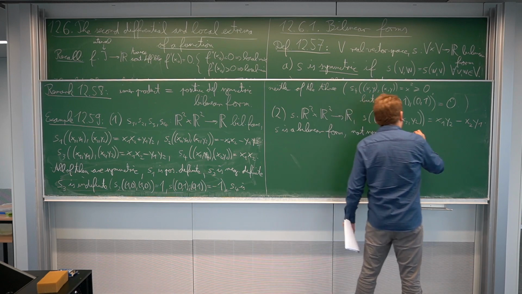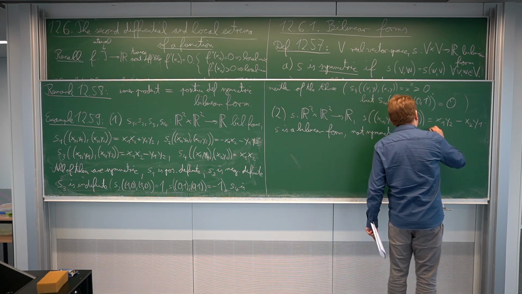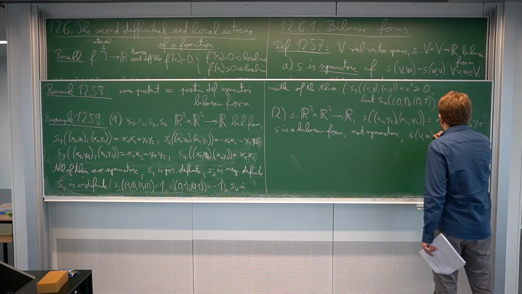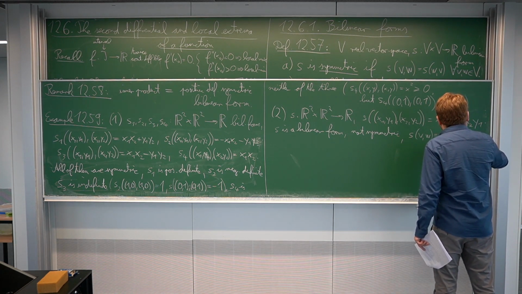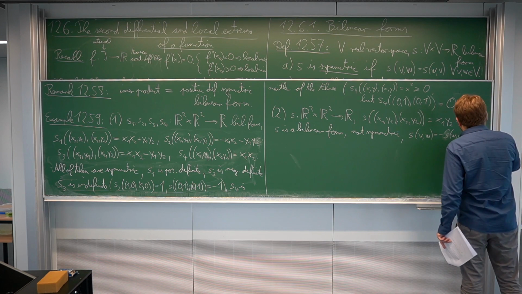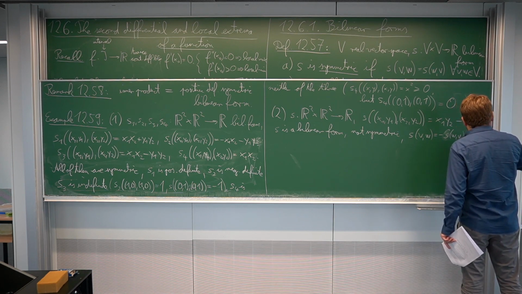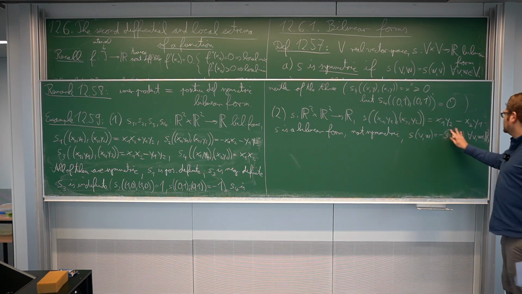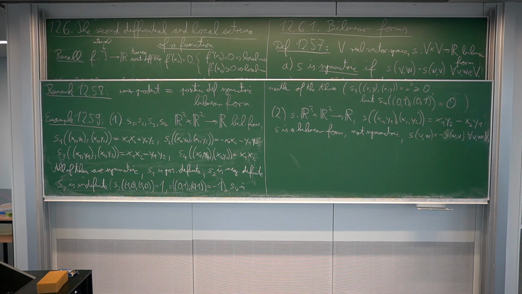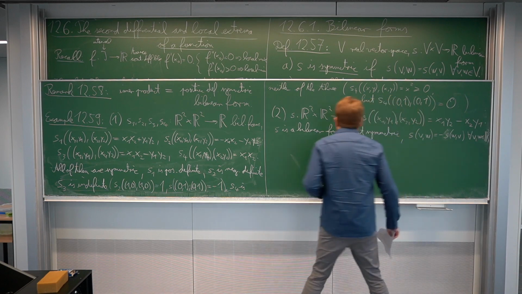In fact, you can check that S of v comma w, if you just write this as vectors, is the same as minus S of w comma v, because of the way these things are built, for all v and w in R2. So this is what you also call an alternating bilinear form. So it's really just minus there, but this is not symmetric.